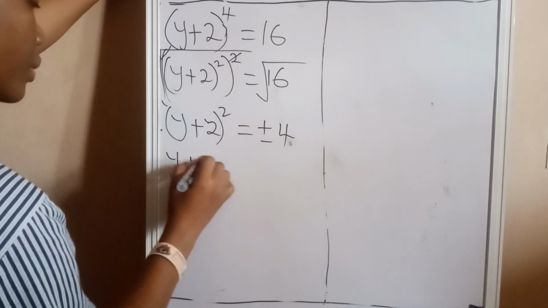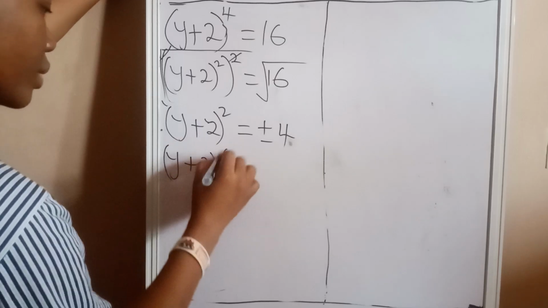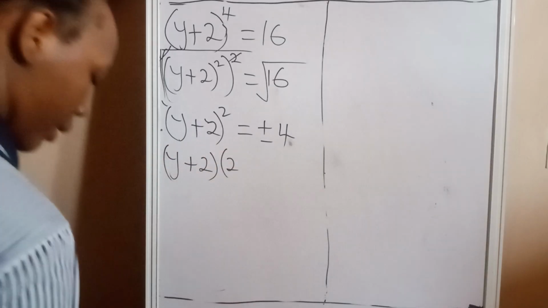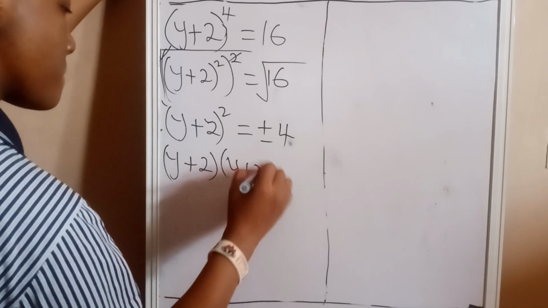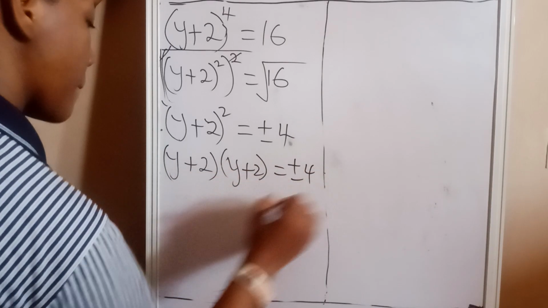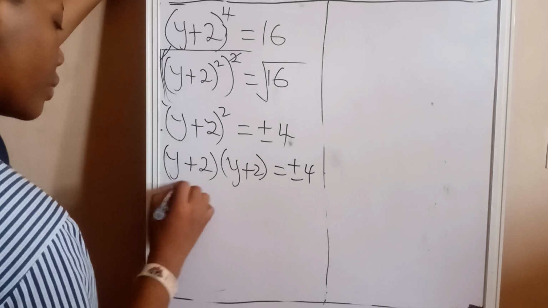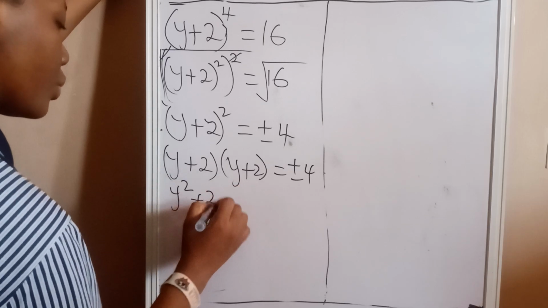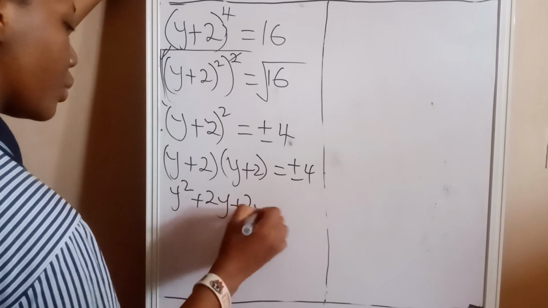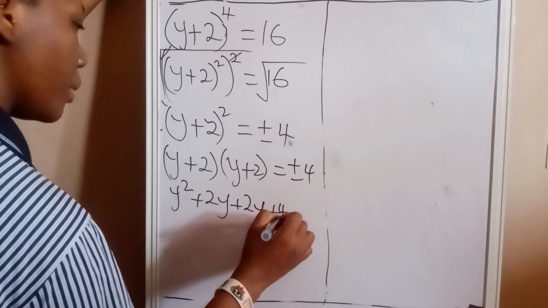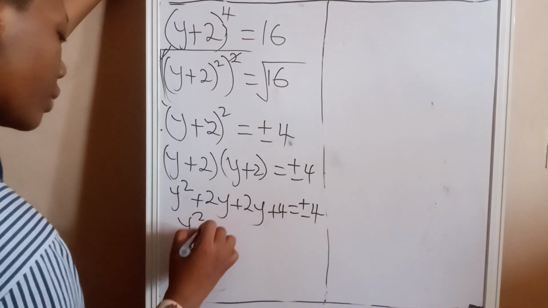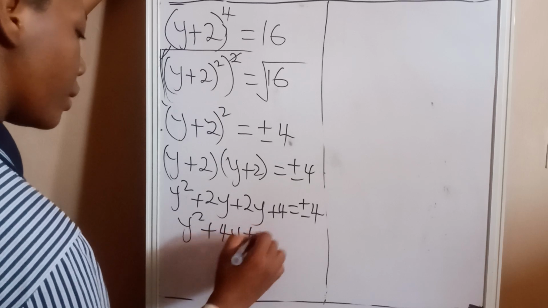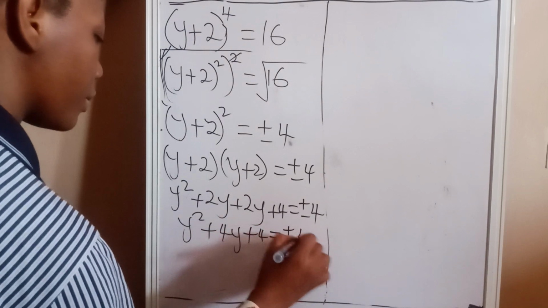Okay, next thing we're going to do is use each of these answers. So we have y plus 2. We're going to first of all expand the bracket. So y times y gives us y squared, 2y plus 4 plus or minus 4. Then this gives us y squared plus 4y plus 4 equals plus or minus 4.